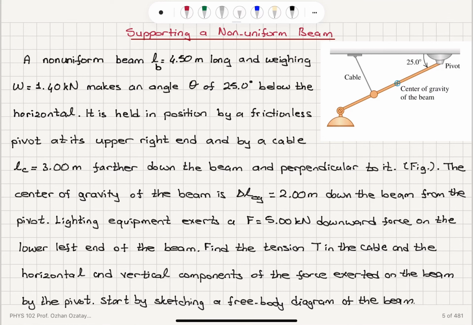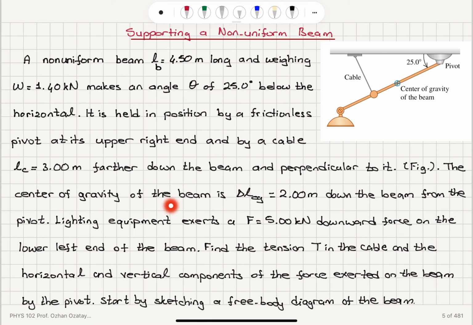Supporting a non-uniform beam. A non-uniform beam L sub B equals 4.50 meters long and weighing W equals 1.40 kilonewtons makes an angle theta of 25 degrees below the horizontal. It is held in position by a frictionless pivot at its upper right end and by a cable L sub C equals 3 meters farther down the beam and perpendicular to it. So this is perpendicular to the beam.